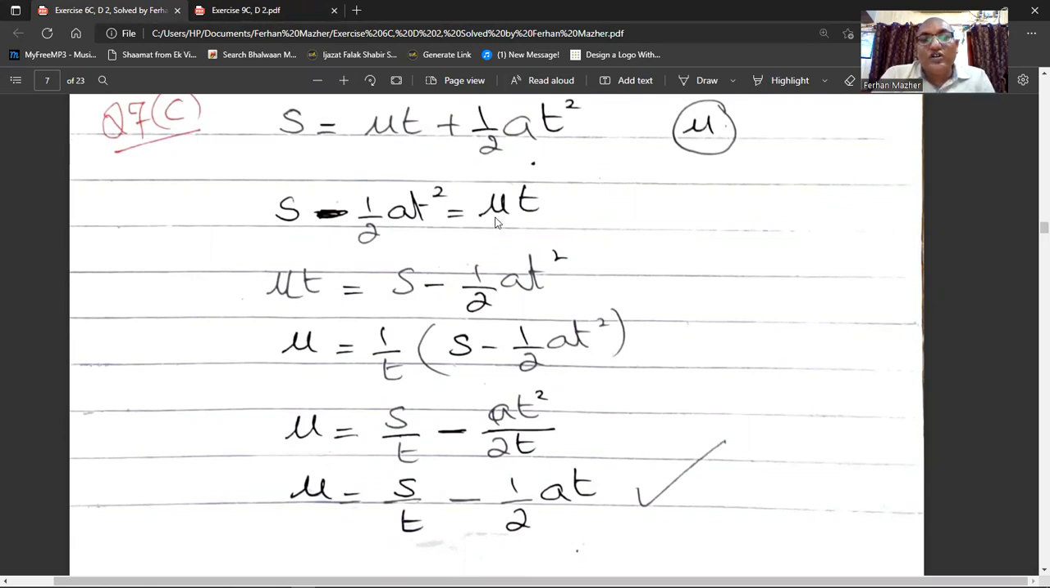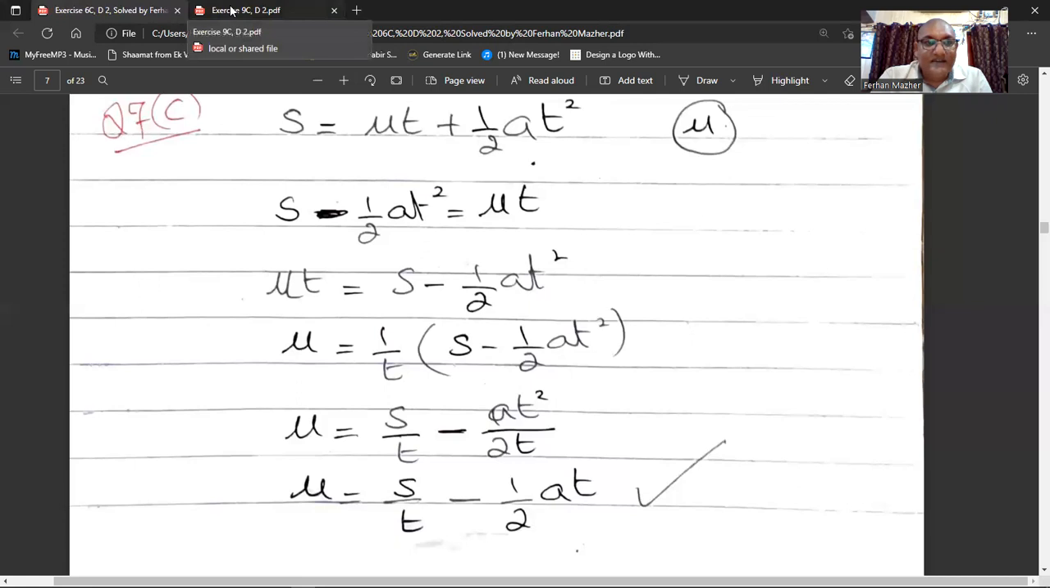I want u to be alone, so this t will go to the other side. So ut equals s minus 1 by 2 at square. This t will go to the other side and divide there. So you will have u equals 1 by t bracket s minus 1 by 2 at square. So that 1 by t will multiply with both these terms: s by t minus at squared divided by 2t. This t and this t square will be cancelled, so you are left with s by t minus 1 by 2 at. This is how you do question number 7, C part.